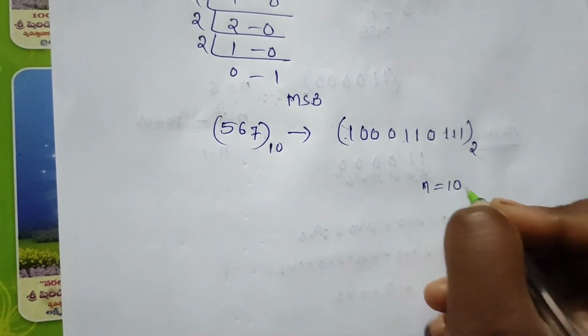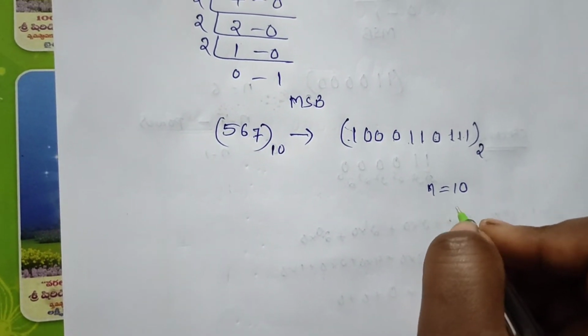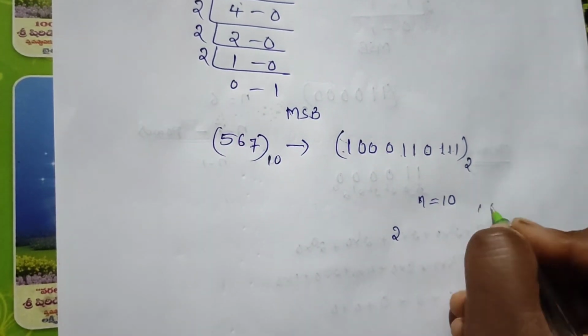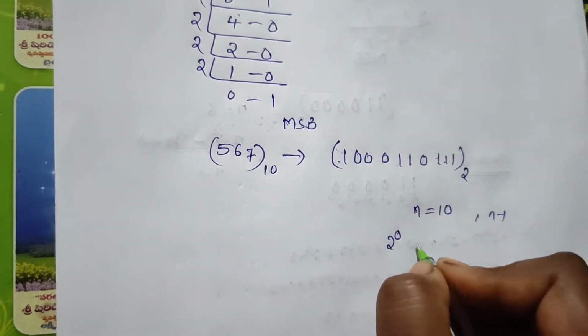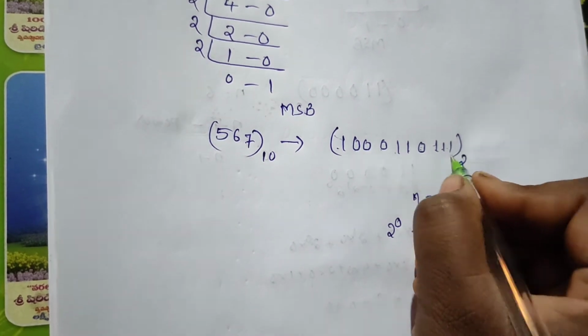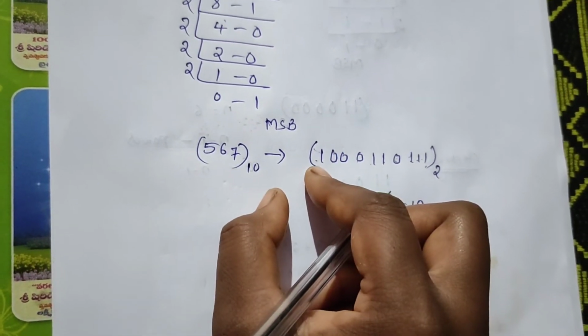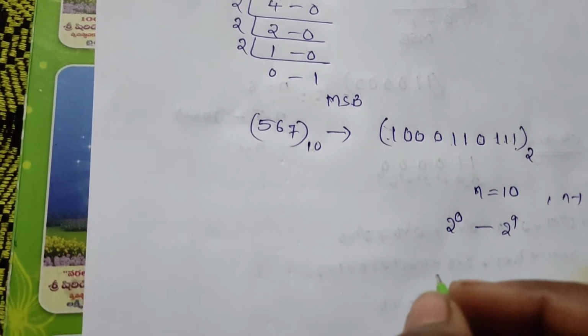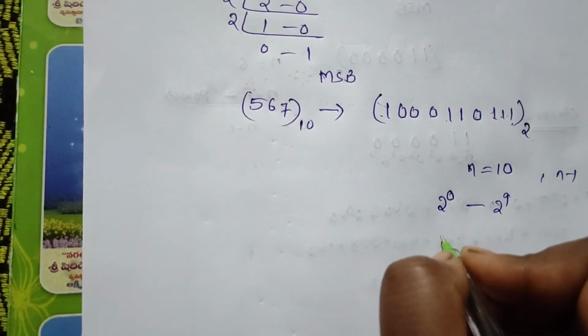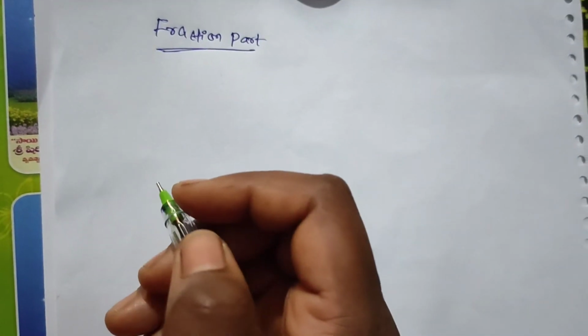So again you need to check. Total number of bits are 10. So the power of 2 increases from 2 power 0 to n minus 1, that is 2 power 9, from LSB to MSB. You can check, but not every time need you do this.